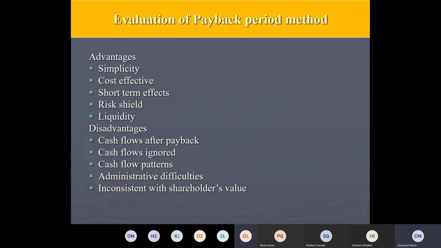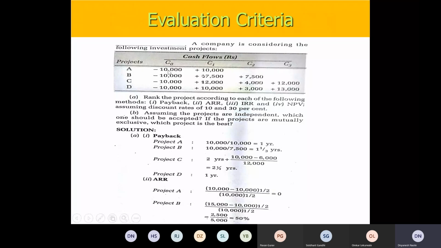Yes, sir. Okay, then disadvantages: cash flows after payback are not considered. Okay, so this we had discussed in the problem. If you look at this problem, here 10,000 in the project C, there are cash flows even in the third year. Okay, but we are not going only to the third year. So this is not at all used in the evaluation criteria here.